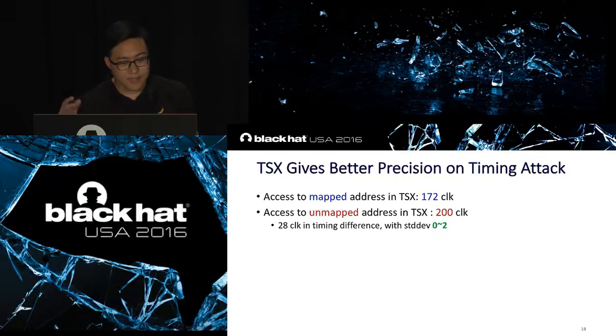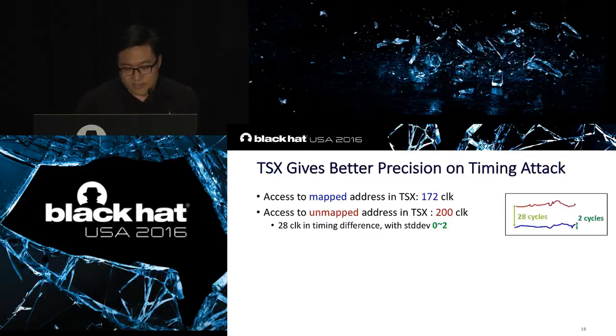So there's 28 cycles of timing channel, but the important thing is that their standard deviation is only 0 to 2, which means if it is depicted, there's a channel width of 28 cycles, but the noise is only 0 to 2 cycles, so noise is very small. So it can be clearly distinguishable like this.